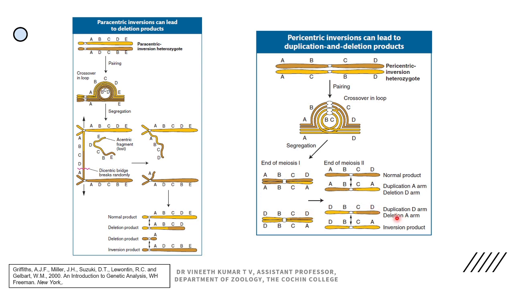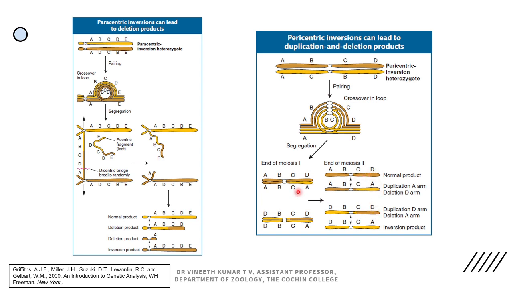Okay, so this is duplication of the D arm. In this also you get only one normal product. In the other two you have duplication, and one will be an inverted product. So in any case, if inversion occurs, you can see that the four chromosomes are present. So gametes will be formed, but they will have defects because chromosomes are missing.